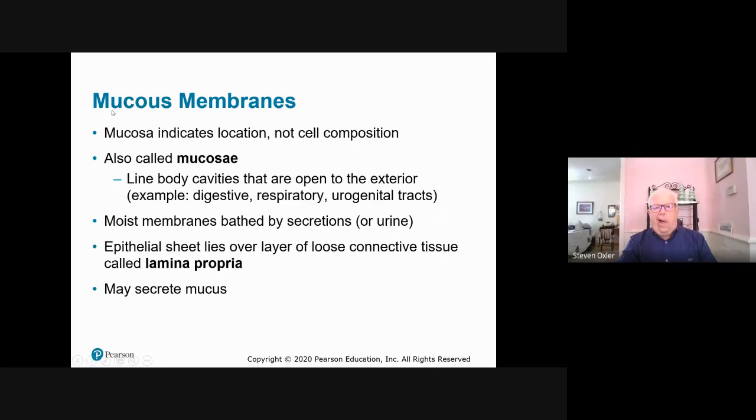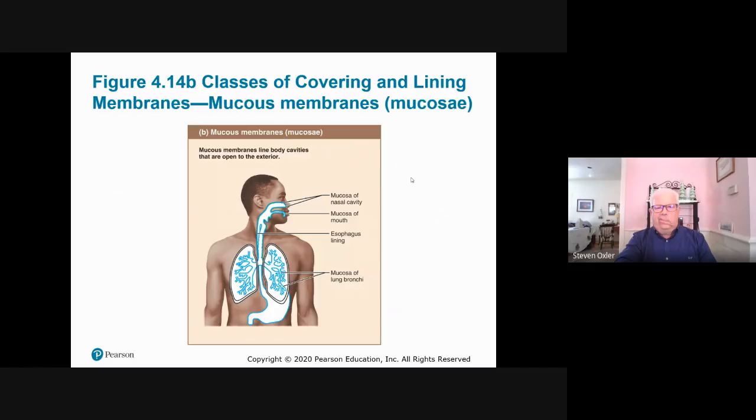So where do you find mucous membranes? You find them in your digestive tract, in your respiratory tract, and in your urogenital tracts. And they all secrete mucus for lubrication. Here's where they are, all right? They're all here in your nasal cavity, in your mouth, in your esophagus, and in your bronchi of your lungs.